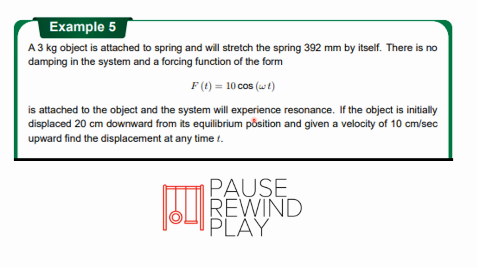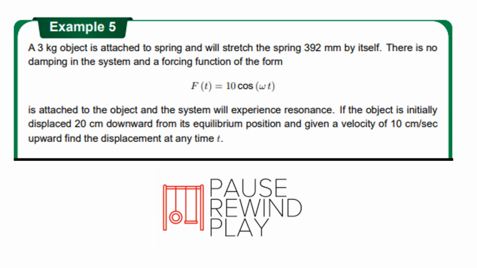So if the object is initially displaced 20 centimeters downward from its equilibrium position, and again, you've got millimeters and centimeters and kilograms, so you need to sort that out, and given a velocity of 10 centimeters per second upward, find the displacement at any time t. In many ways, more involved. So please pause the video and give it a go.